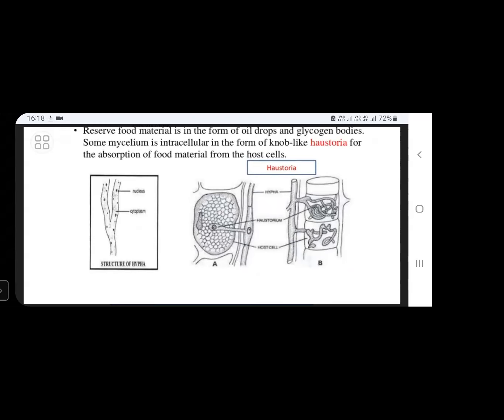Here reserve food materials are stored in the form of glycogen granules. In what form? These reserve food materials are stored in Albugo in the form of glycogen granules as well as oil droplets. So the reserve food materials of Albugo are oil droplets as well as glycogen granules.